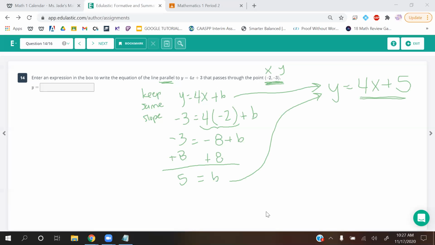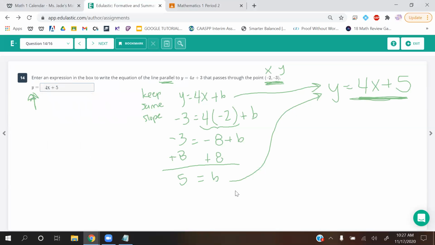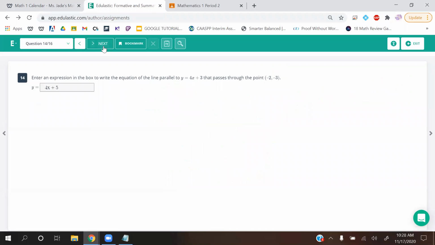We're going to be entering in the 4x plus 5 because they already have the y equals. See, y equals is already there. So I'm going to go type that in. 4x plus 5. Okay. All right, looks like we're ready to move on to the next one. So I'm going to clear this and go to the next one.